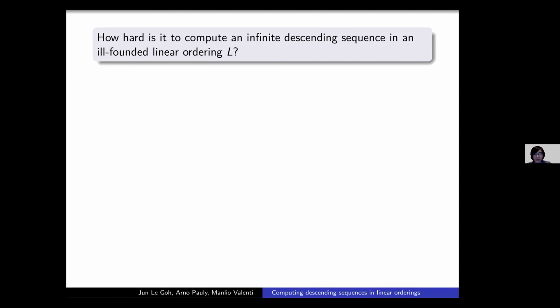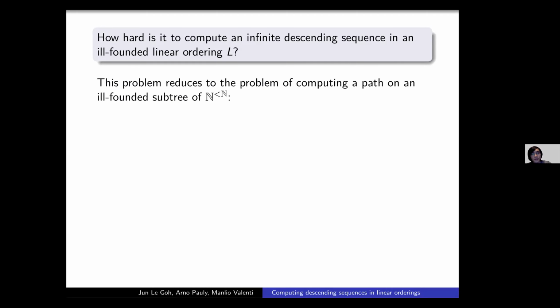So that's one possible way in which we can measure the complexity of such a problem. Another thing that we can do is to compare this problem to some other problems that people see as benchmarks. And in this case, there is an obvious problem that we can compare this to. Namely, we can look at the problem of computing a path on an ill-founded subtree of n to the less than n. And it's pretty much immediate that the problem of computing descending sequences reduces to the problem of computing paths as follows. I want to go through this in detail just to show you what I mean when I say that there's a reduction.